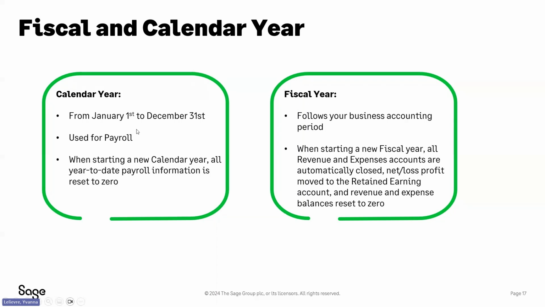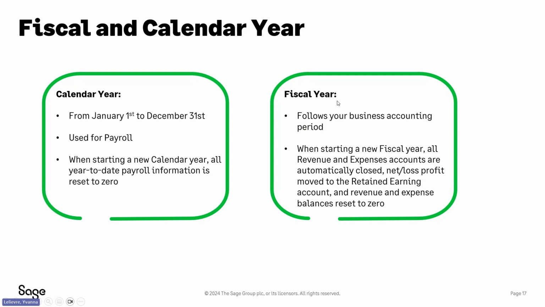It is used for everything payroll related in Sage 50. So what it means is that when you start a new calendar year, all of the year-to-date payroll information will be reset to 0 for your employees. So it will start over to start the new 2025 payroll calendar year.